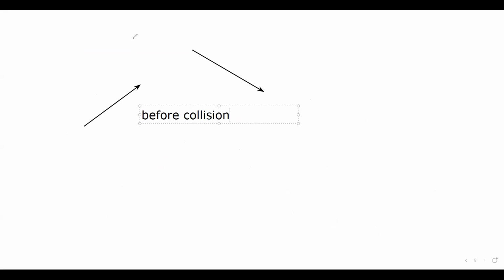So in the starting momentum before collision, say this is A1 and this is B1. When we find the resultant, first we'll draw the first vector, then we'll draw the second vector, and from the tail of the first to the head of the last, that will be the resultant. So A1 plus B1 is equal to the resultant.